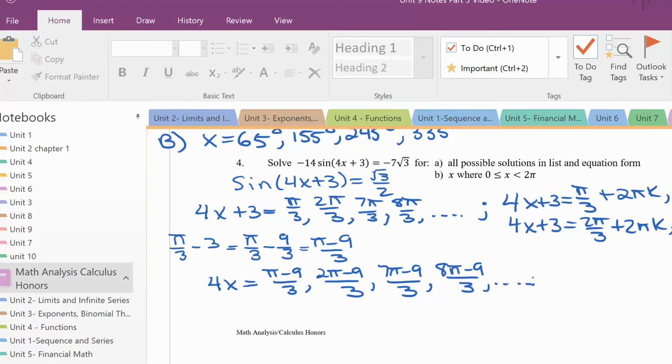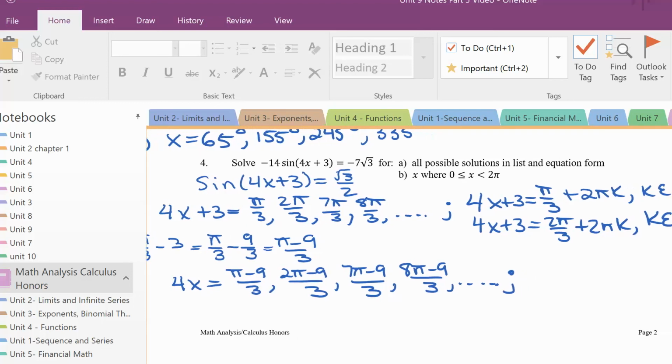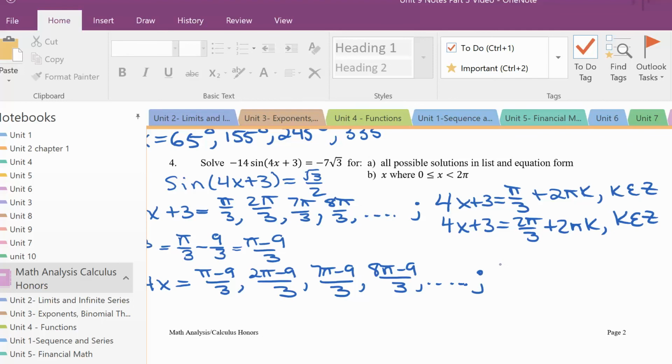The list just keeps going, which means when you make your equation, if you subtract 3 here, 4x is equal to pi minus 9 over 3 plus 2 pi k, where k is an integer, and 4x is equal to 2 pi minus 9 over 3 plus 2 pi k, where k is an integer.